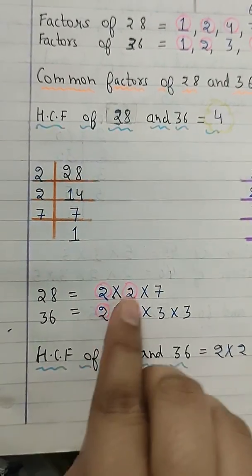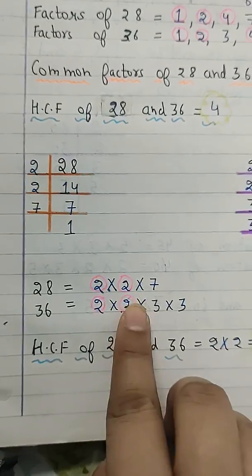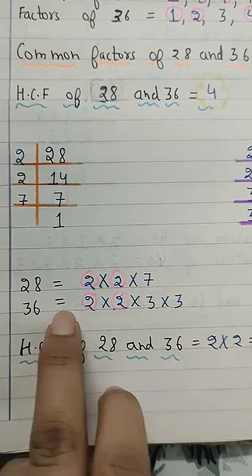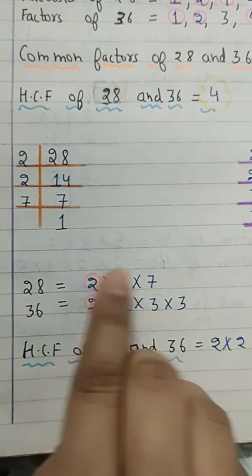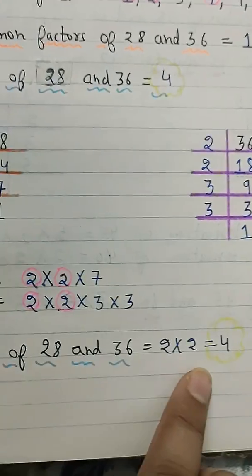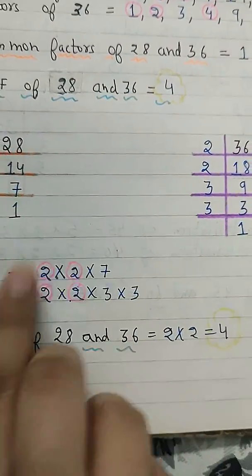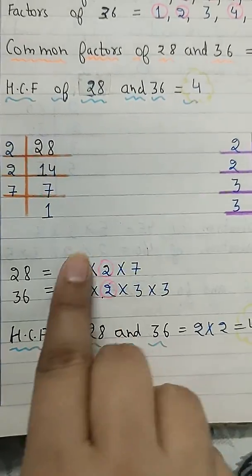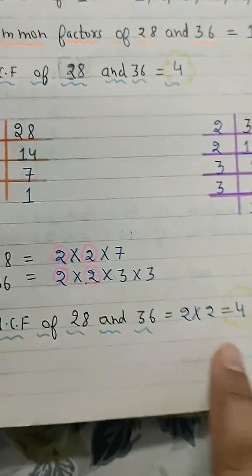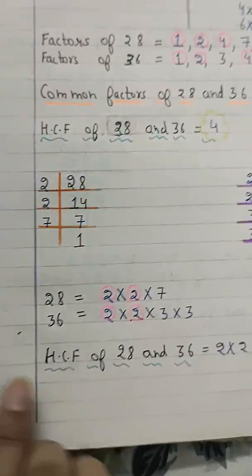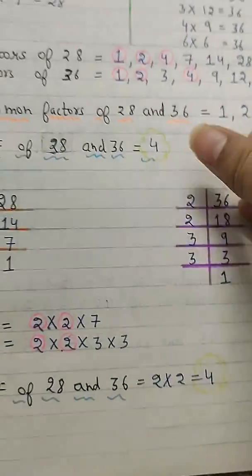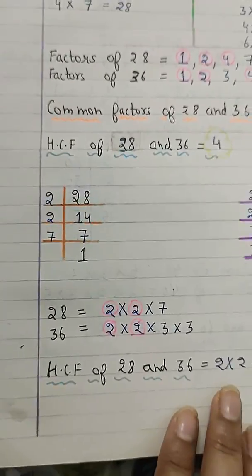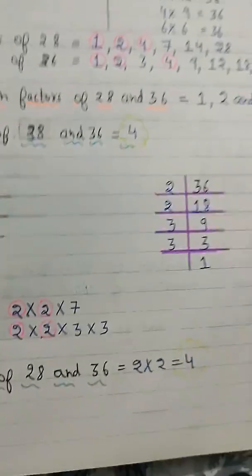Now what do we have to do? We have to circle all the numbers that are common. Now you simply take the common numbers here. As 2 times 2 are common, we write 2 times 2. We are not going to write all the four 2's, we take two 2's here, so it will be 4. As you can see, we got an HCF of 4 here and 4 here. Both are the same, so it means your HCF is correct.